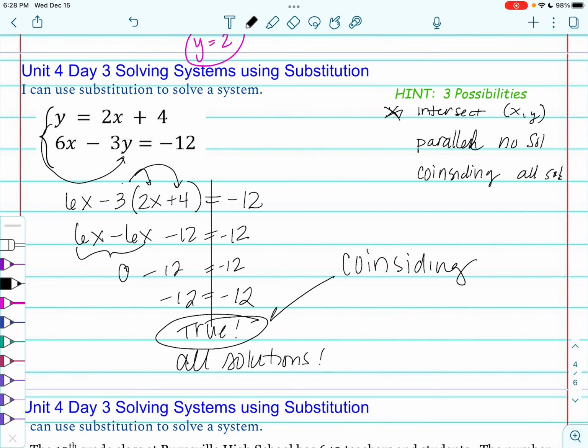And we know that because we got a true statement at the end and we don't have a point where they cross. Okay, if the answer was 0, parallel would be something like this. 0 equals 2. Okay, we know that that doesn't work. There is no solution.